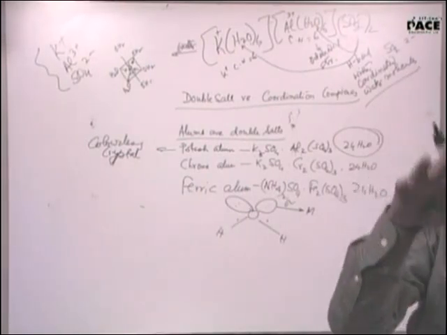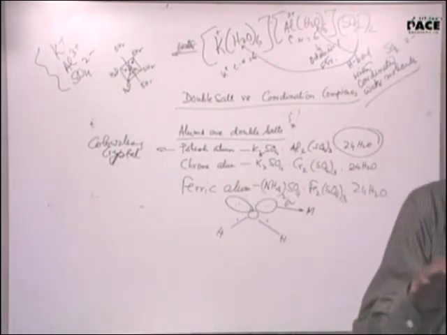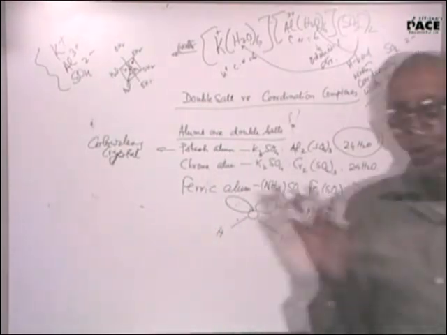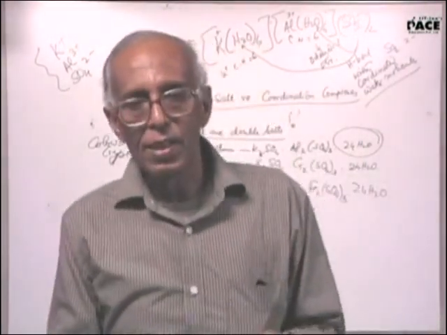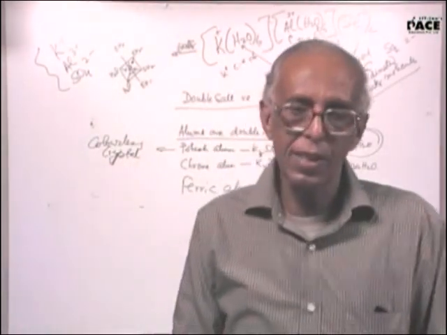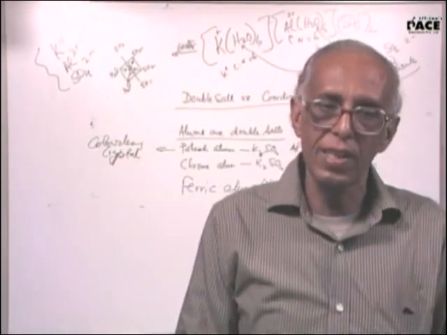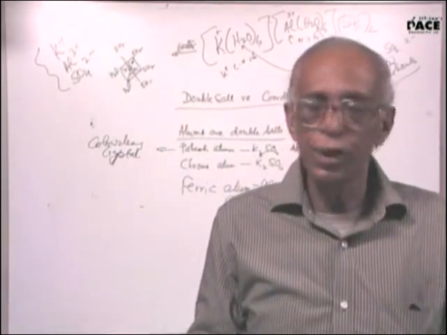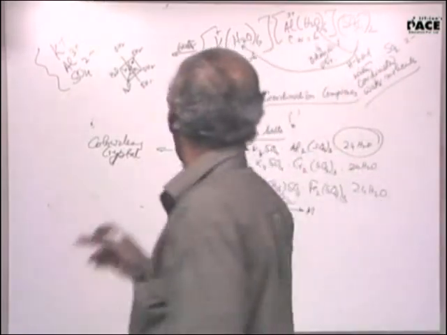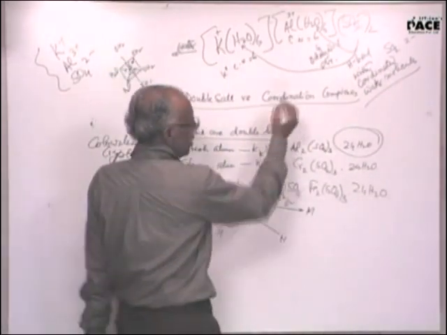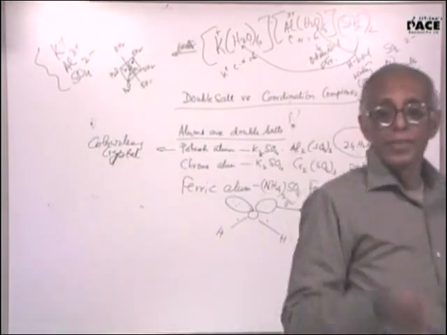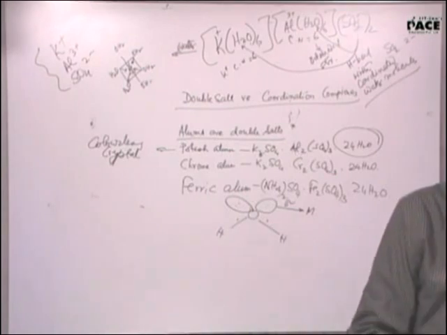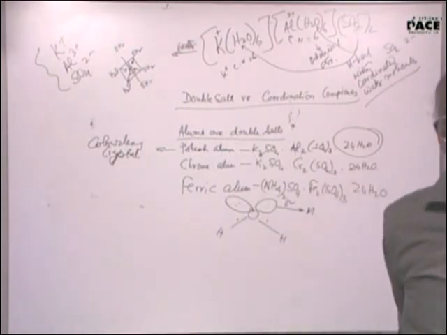The octahedral structure is shown only in the solid state. As soon as I dissolve, the structure vanishes and you see only the potassium ion present in the solution, aluminium ion present in the solution, and the sulfate ion present in the solution, but no preferred geometry is shown. Whereas coordination complexes retain the structure both in the solid as well as in solution.